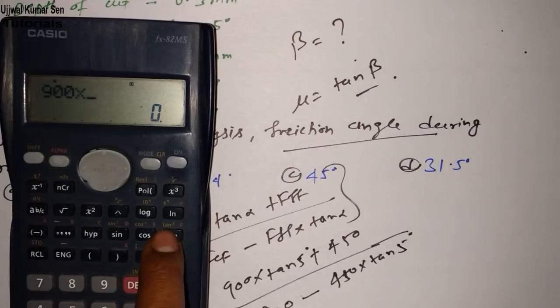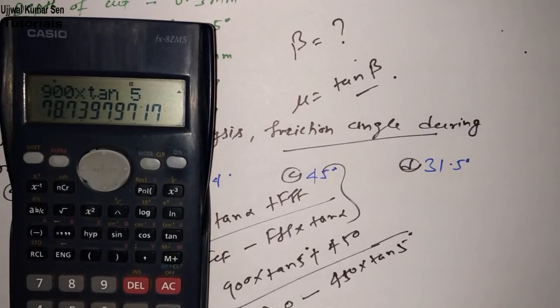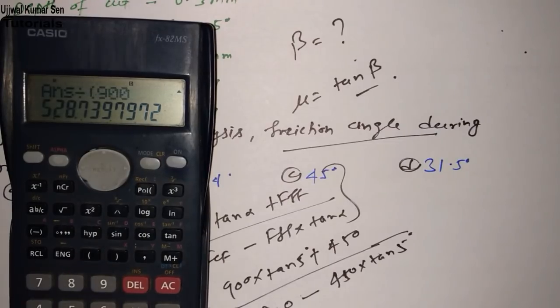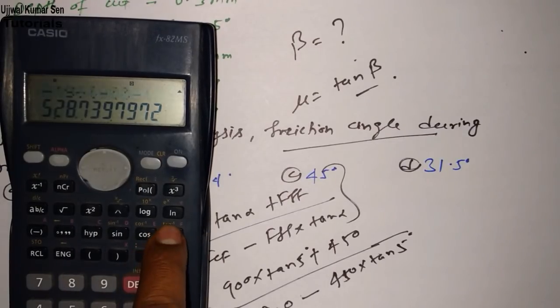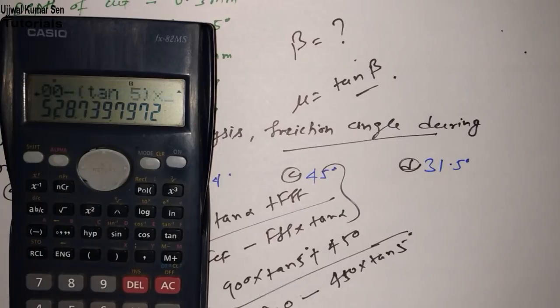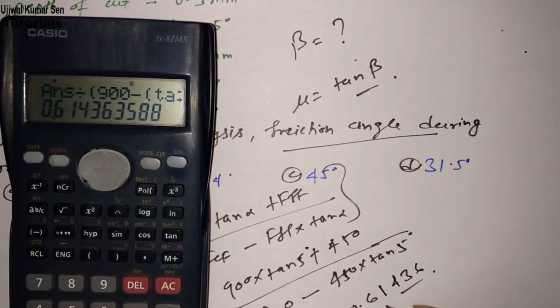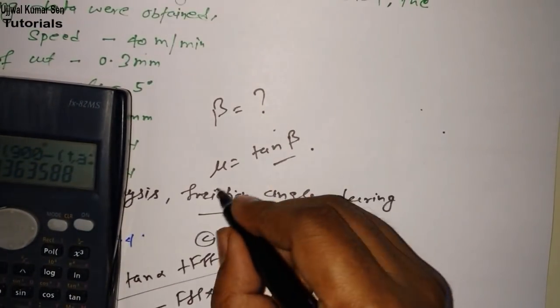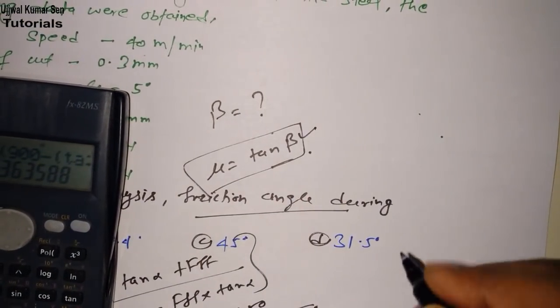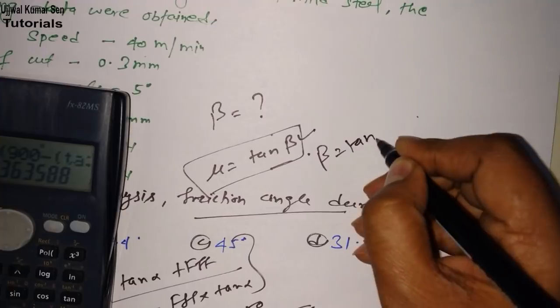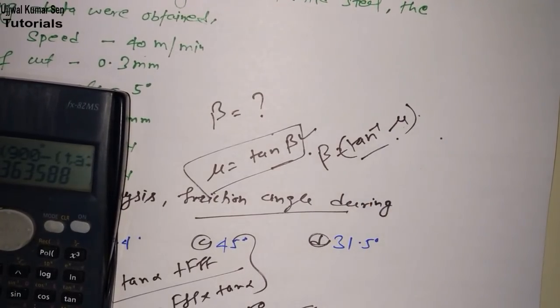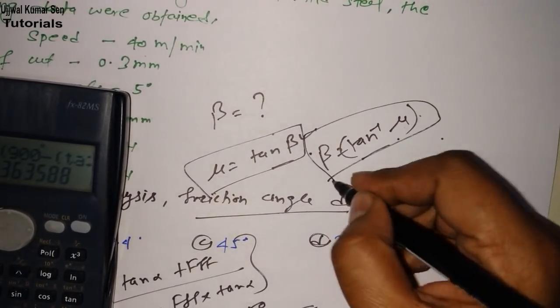900 multiplied by tan 5 is this, plus 450 is this, divided by 900 minus tan 5 multiplied by 450. So how much are we getting? 0.61436. This is the coefficient of friction. Now by using this relation, we can find the friction angle. Therefore beta is equal to tan inverse mu, right?